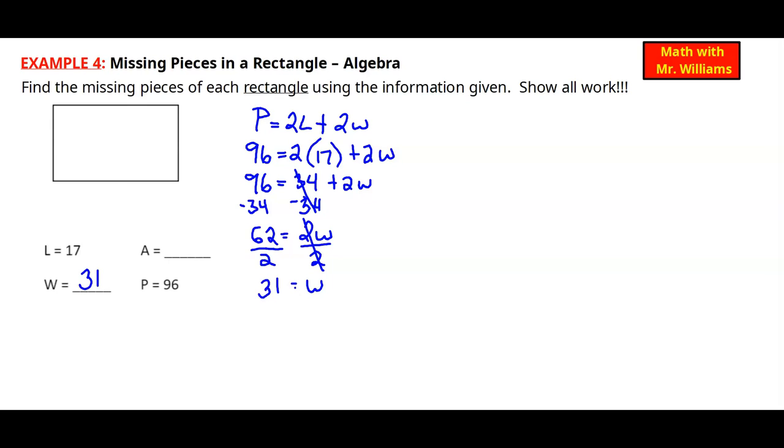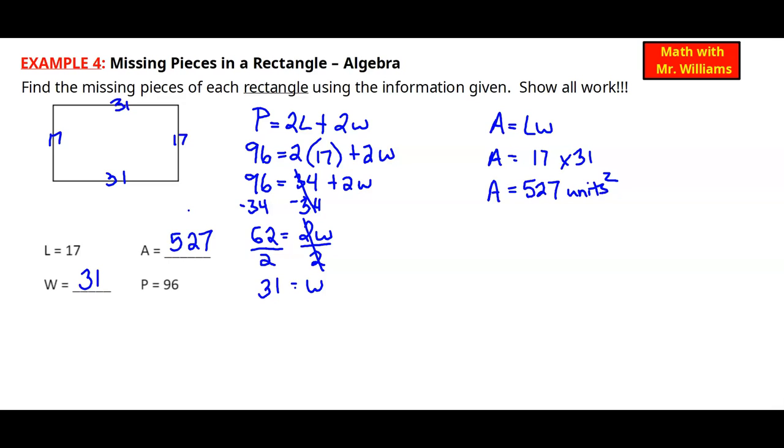Again, the width looks longer than the length. All right, let's write down our area formula now. Area equals length times width. We're going to plug in our two numbers, the length and width. And 17 times 31 will get us 527 units squared for our answer.